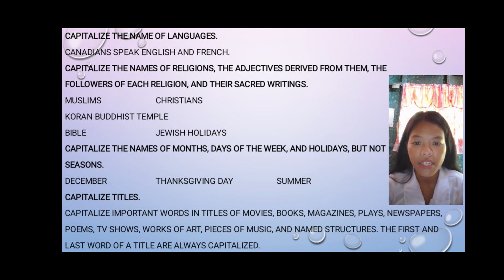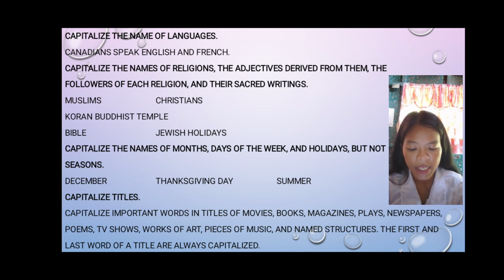Capitalize the names of religions, the adjectives derived from them, the followers of each religion and their sacred writings. Muslims, Christians. So in Muslim, Quran, and Buddhist temple. In Christians, Bible and Jewish holidays.